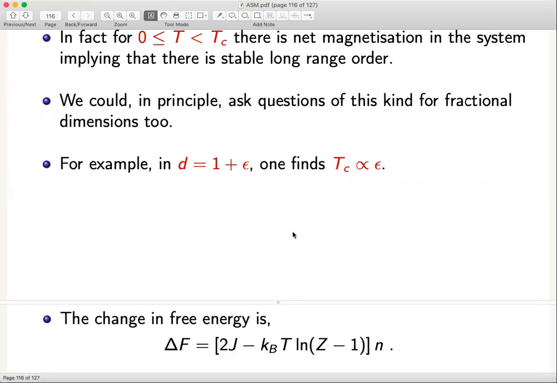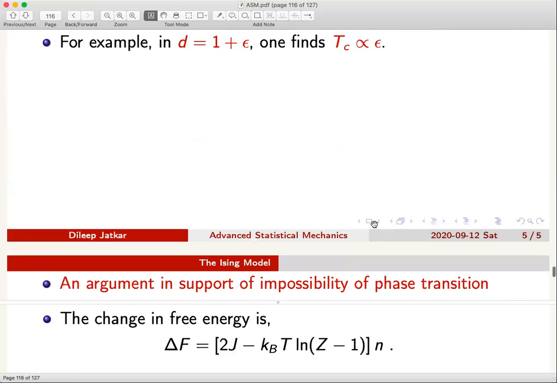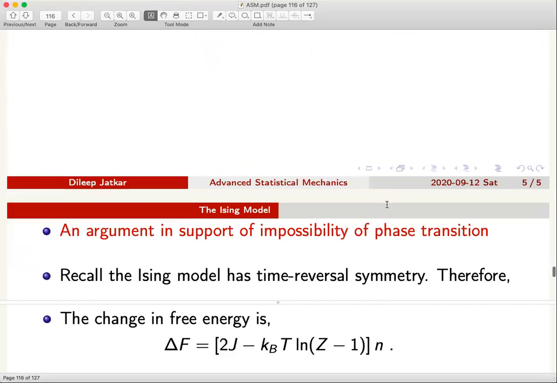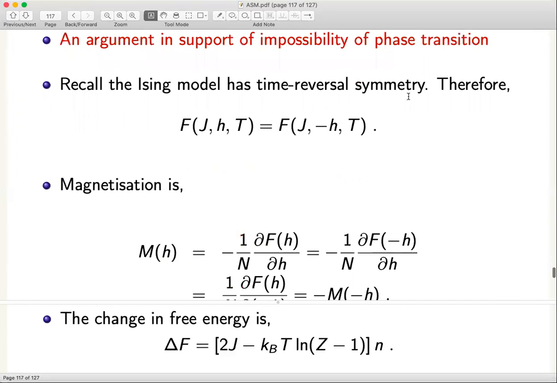Okay, so maybe I can go ahead and let's try to make an argument in the opposite direction. This is an argument in support of the impossibility of phase transition. Recall in the Ising model we had a symmetry which was called time reversal symmetry. When we studied it, we figured out that the free energy of the system is independent of the sign of the external magnetic field. You could have flipped the external magnetic field and the free energy would have been the same.